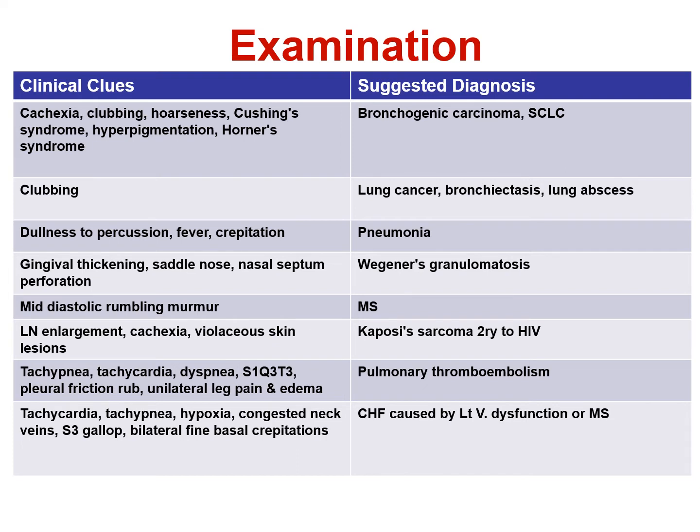If your patient has tachypnea, tachycardia, dyspnea, S1Q3T3, pleural friction rub, unilateral leg pain and edema, and especially if he has a history of chest pain and tender calf muscle, pulmonary embolism may be suspected. Lastly, if your patient has tachypnea, tachycardia, hypoxia with congested neck veins, galloping heart, and fine basal crepitations, cardiac causes of hemoptysis will be suspected, like chronic heart failure or congestive heart failure caused by left ventricular dysfunction or mitral stenosis.